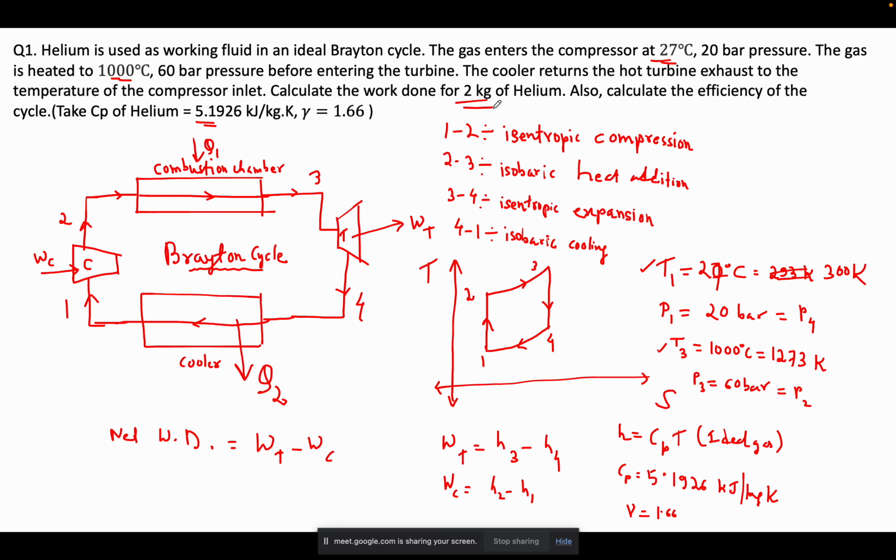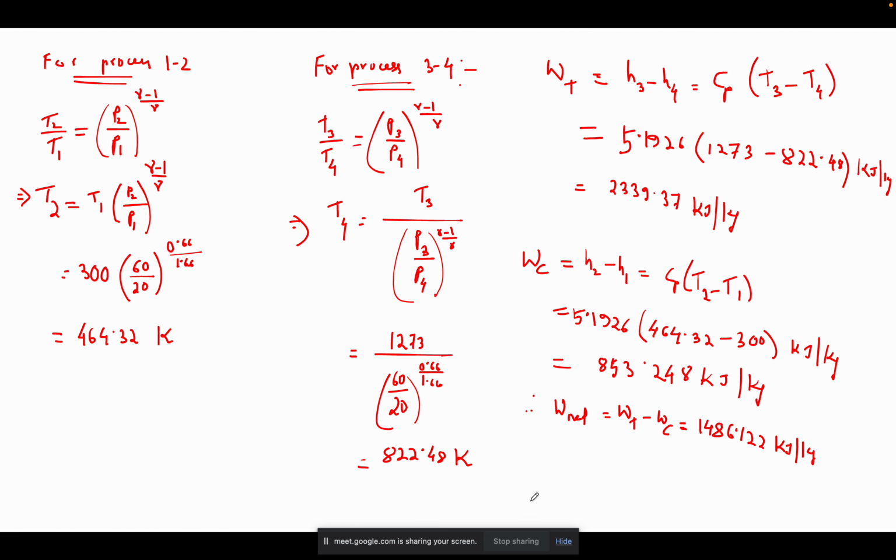Now you have to find the work done for 2 kg. Therefore required work is 1486.122 into 2 kilojoule, that is your 2972.244 kilojoule. Okay, is it clear, the first part?